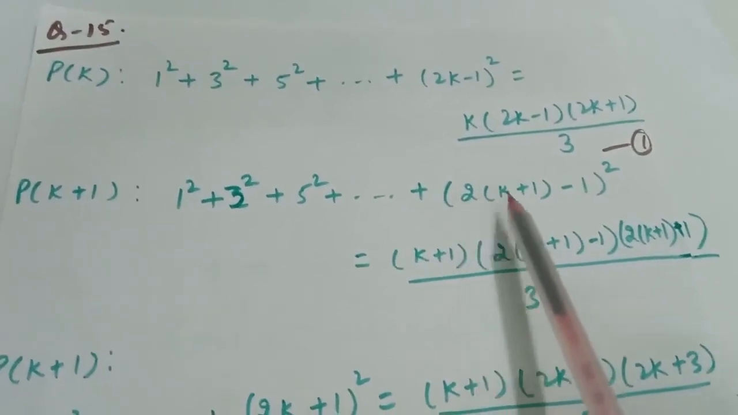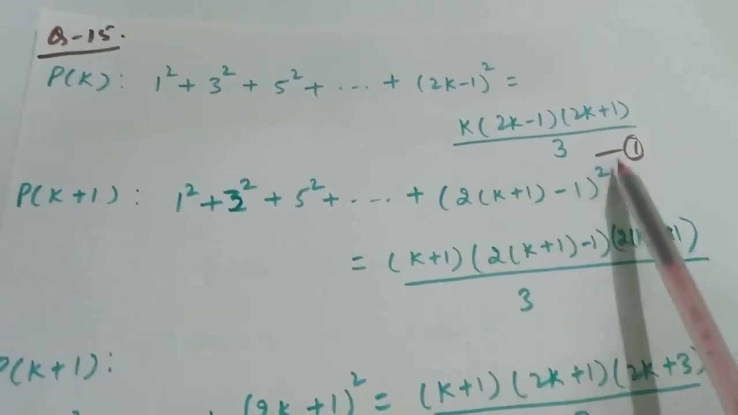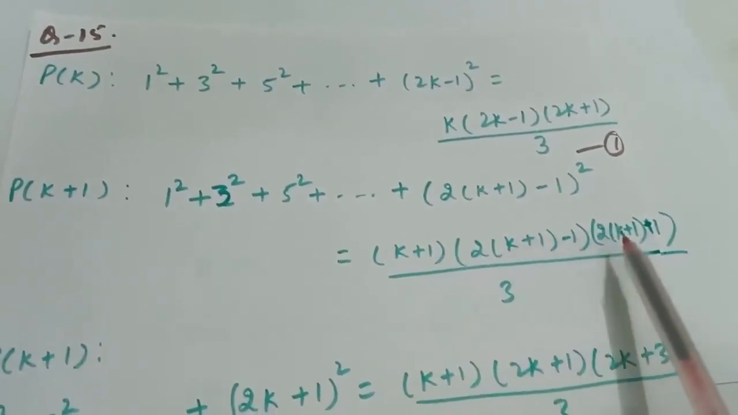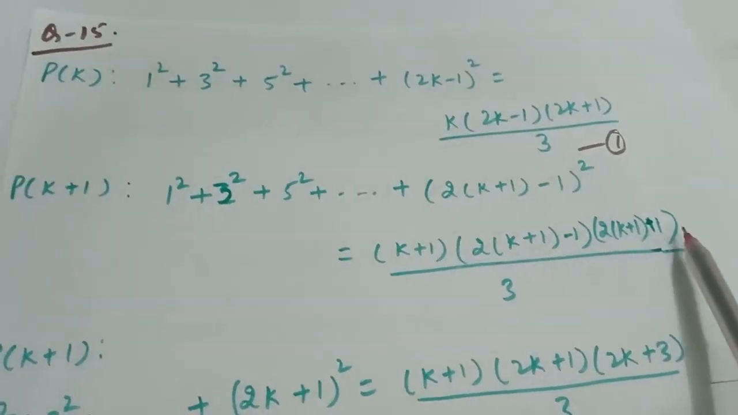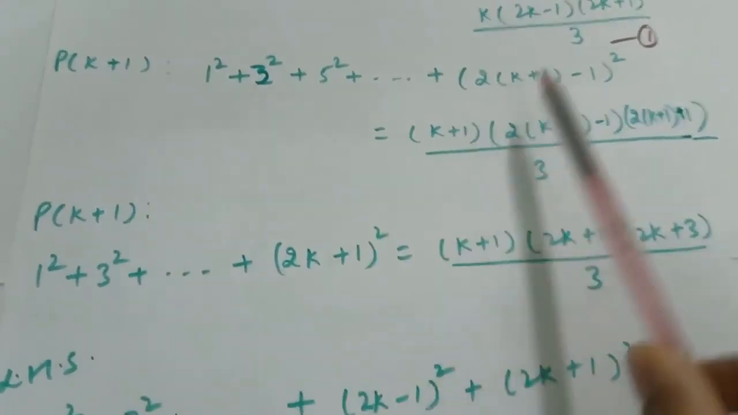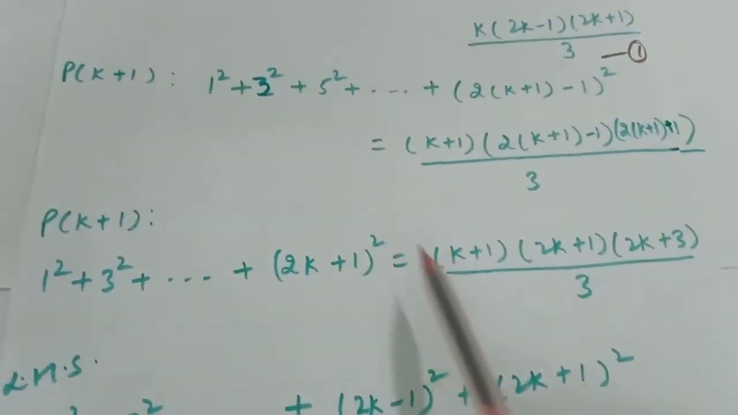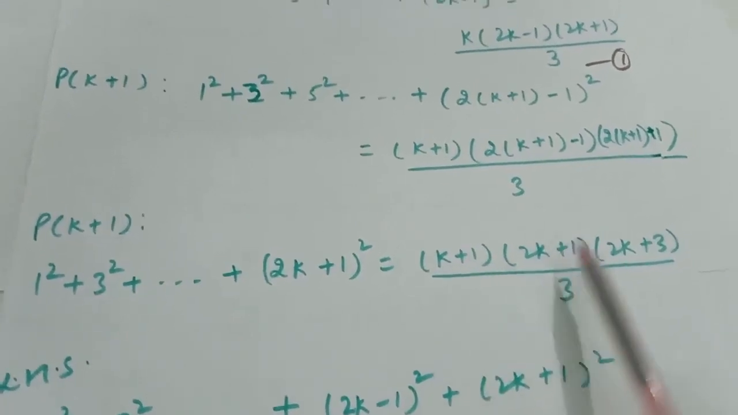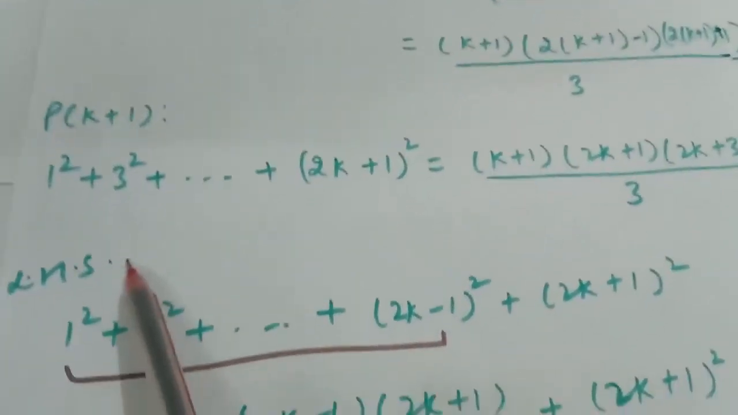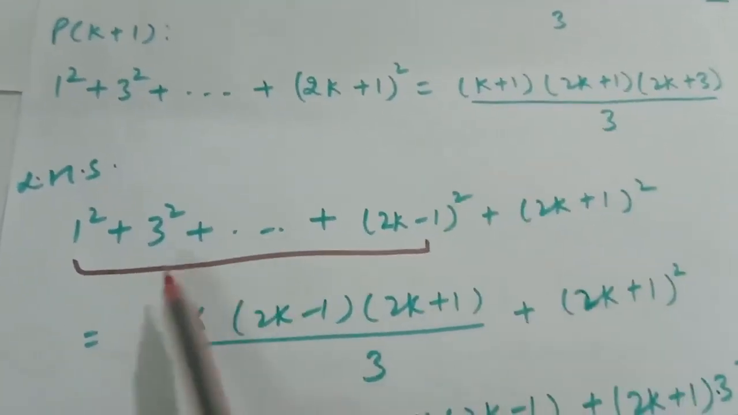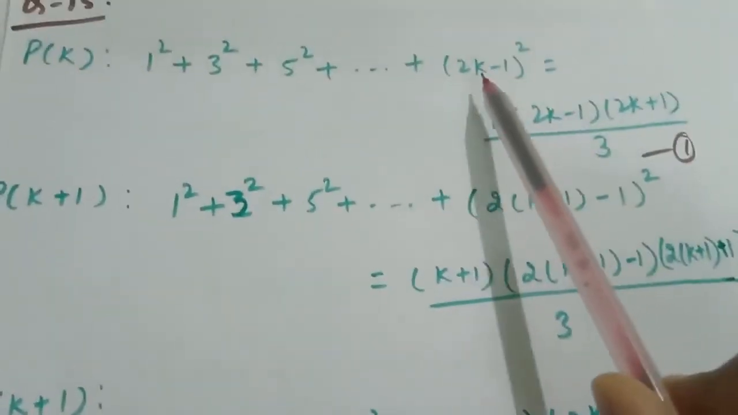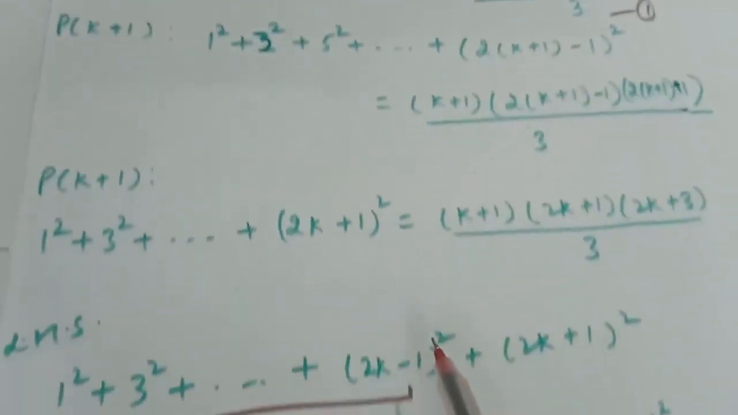Because you have to multiply 2 with both the terms k and 1. Minus 1 whole square is equal to k plus 1 into 2k plus 1 minus 1 into 2 bracket k plus 1 upon 3. Solving pk plus 1 again, we will get 1 square plus 3 square up to 2k plus 1 whole square, which is equal to k plus 1 into 2k plus 1 into 2k plus 3 upon 3. We will take LHS now and we'll prove it equal to the RHS. So LHS will be this. Also we are mentioning the kth term. You can see the kth term is 2k minus 1 whole square, right?